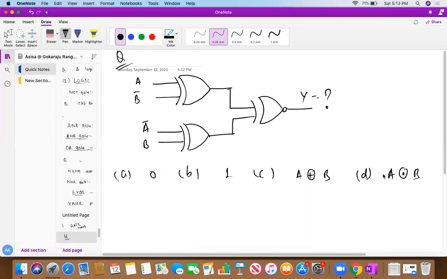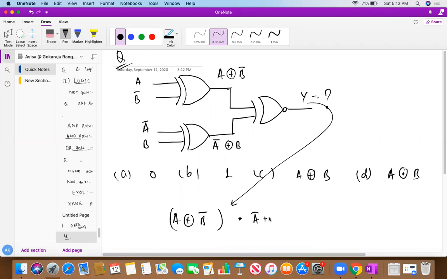So what you have to do here is very simple. What will be the expected output here? A XOR B bar. Am I correct, students? And this will be what? A bar XOR B. And finally, what is output Y? The output Y, I am going to write over here. Check it. A XOR B bar, okay, and A bar XOR B, okay.